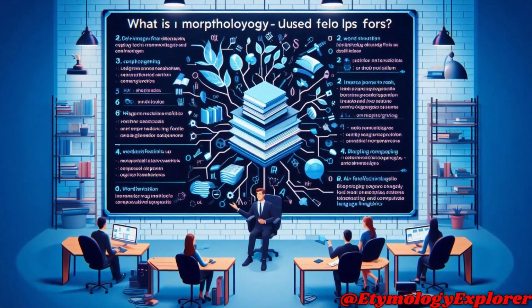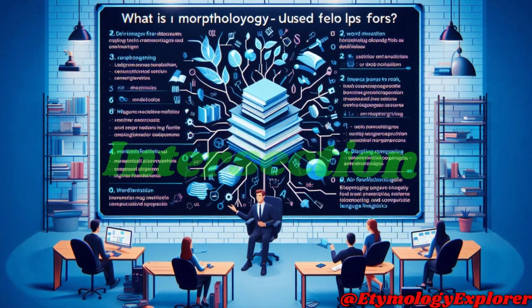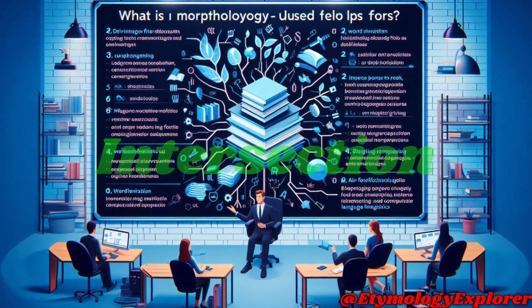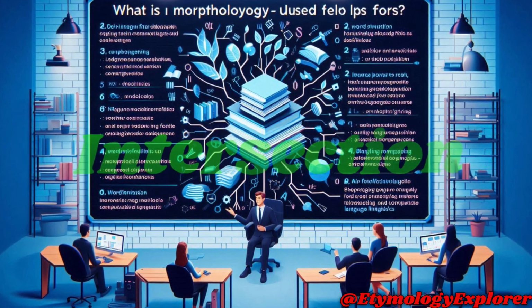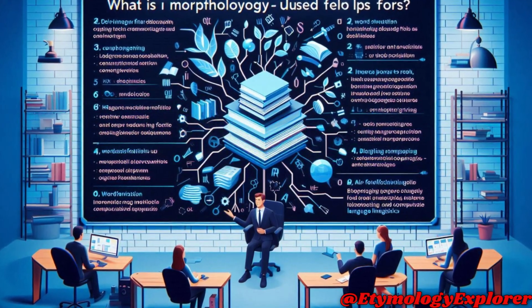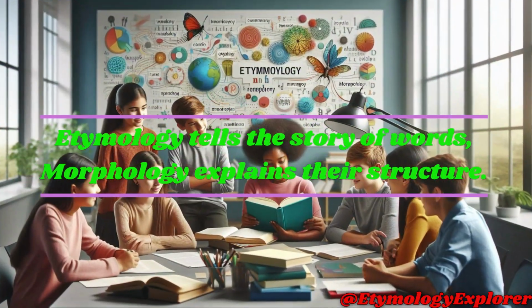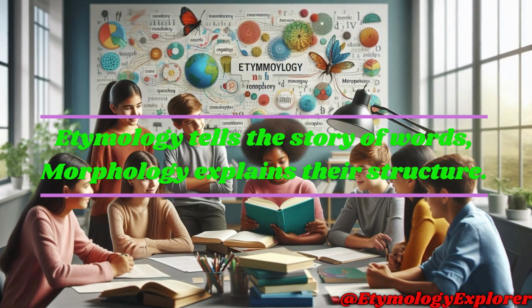Intersection. Even though they're different, they complement each other beautifully. Etymology explains where morphemes come from and how they evolved, while morphology shows how those morphemes combine to make words in the current language. One looks backward through time. The other analyzes the present structure. So now you know, etymology tells the story of words, morphology explains their structure.